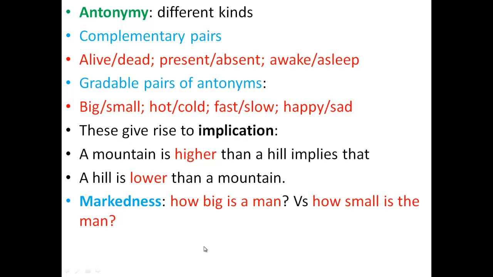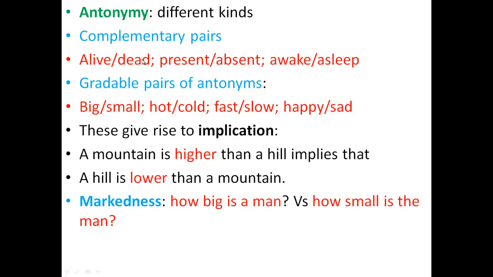Welcome to this second part of the chapter entitled Semantics, and this is the second lexical relation that we are going to introduce today, which is antonymy. Of course, antonymy means the relationship of oppositeness in meaning between words. Antonymy is of different kinds. The first kind of it is complementary pairs.